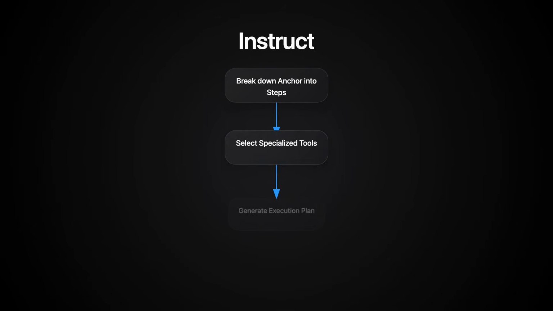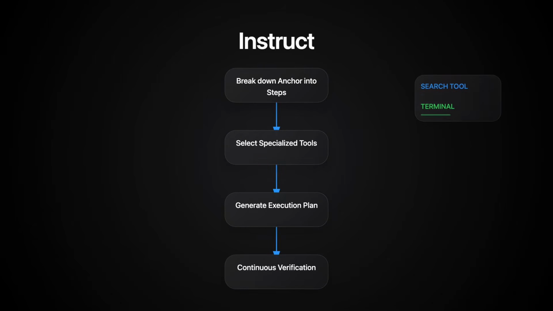The second part of the framework is Instruct. Here, the agent's going to take over. It'll break your anchor down into steps. It'll select the tools it needs to get you those results. It writes a plan, and it tests it. If something fails, it'll find another path, but inside the boundaries that you set.